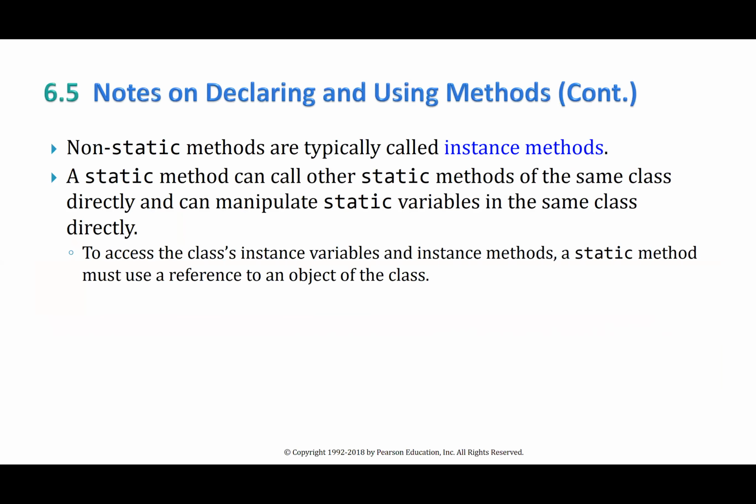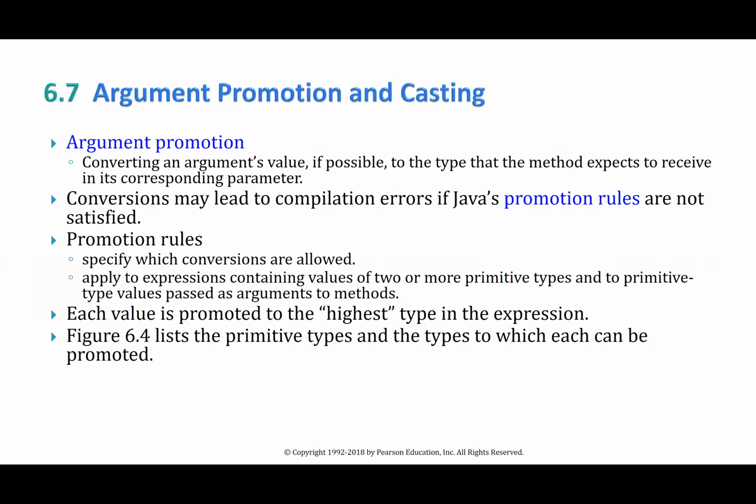Non-static methods are called instance methods, and that's really what we want to start looking at. Static methods can call other static methods of the same class directly and manipulate static variables when you do that. But we want to really look at the ones that are for classes themselves as you go through it. And we'll be looking at that here and certainly in real detail in chapter 8, I guess it is. Now, argument promotion and casting, again, kind of a heavy-duty topic here, all that says is that if a method is looking for a double and you provided an int, that's okay.